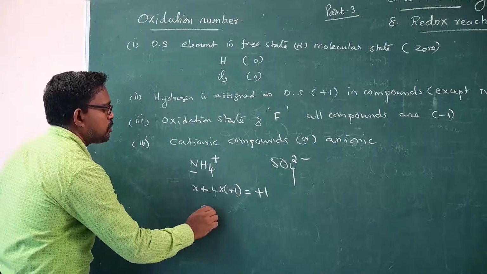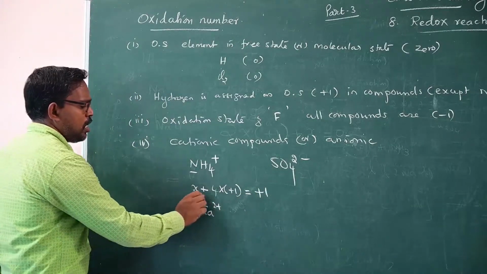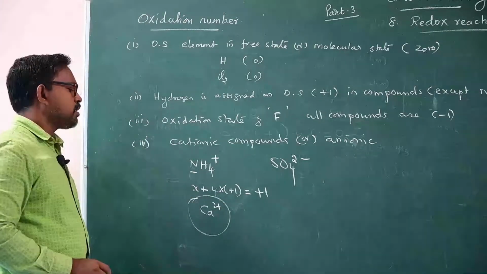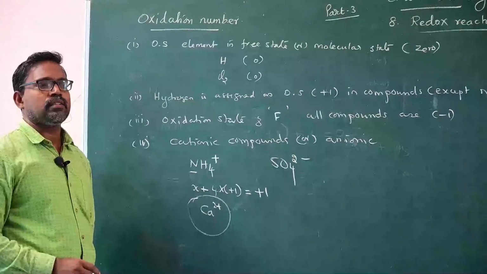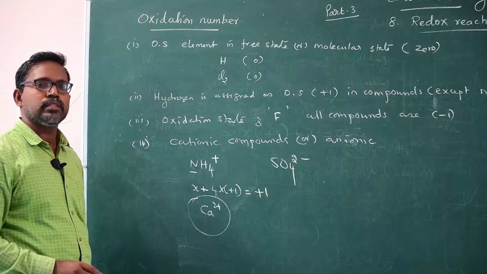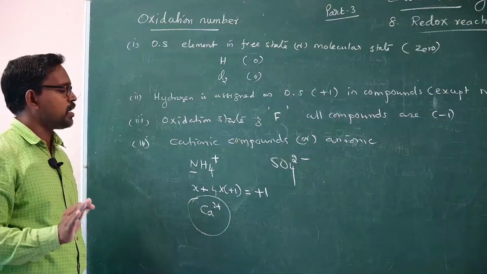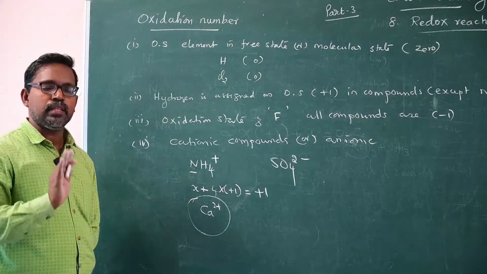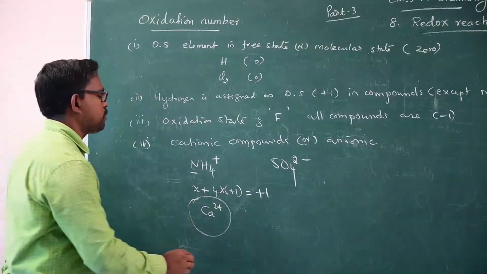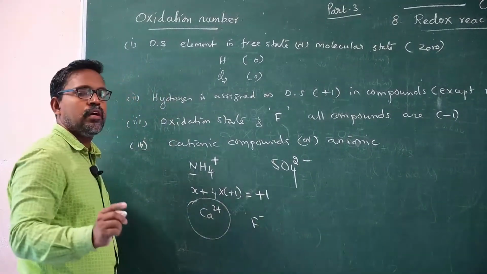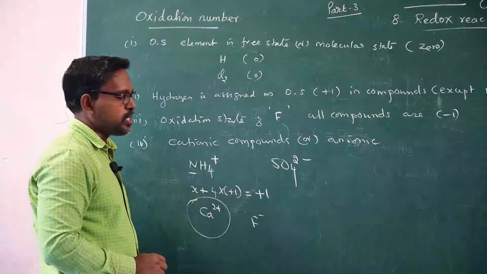Suppose calcium 2 plus is merely given as Ca2 plus ion. What is the oxidation state of calcium 2 plus? It is plus 2. The charge itself is the oxidation state of calcium. F minus means minus 1 is the oxidation state of fluorine.